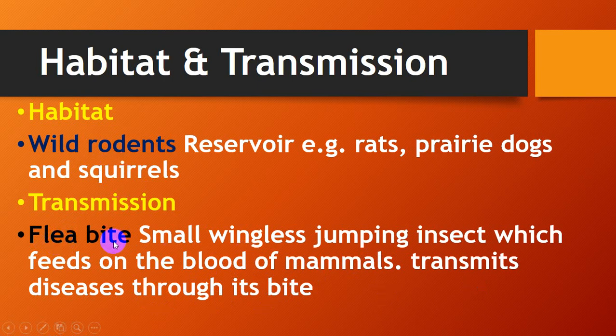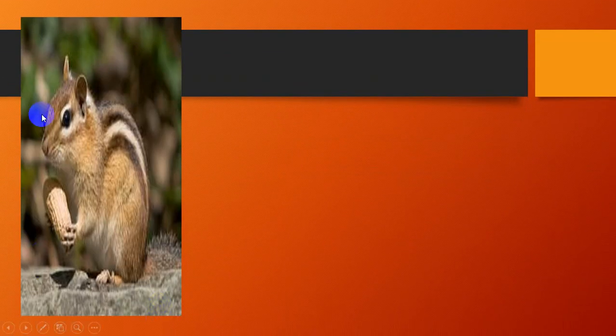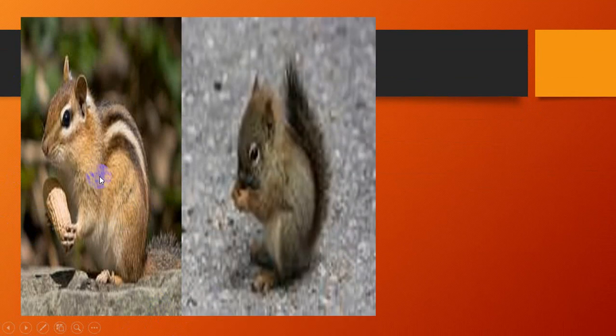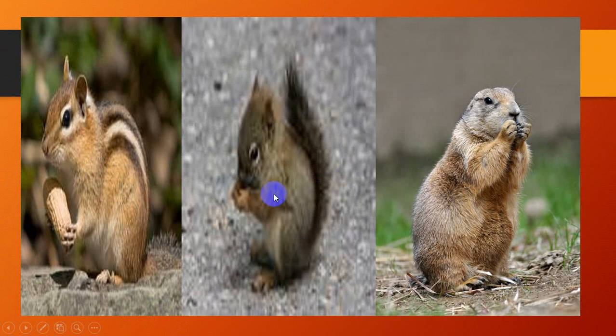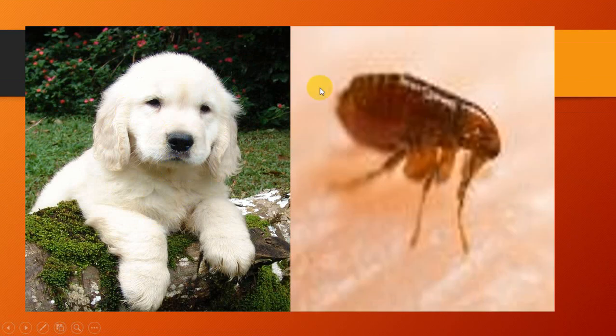So let's proceed next. It is also spread or transmitted through pets or puppies. I will show you later. So in this slide you can see the rodents picture, and this is the squirrel picture, and this is the prairie dog picture. So these are the main reservoir of Yersinia pestis and its diseases. Next we will see the dog puppy, and this is the flea bite. So these two pictures show the transmission of Yersinia pestis to human.